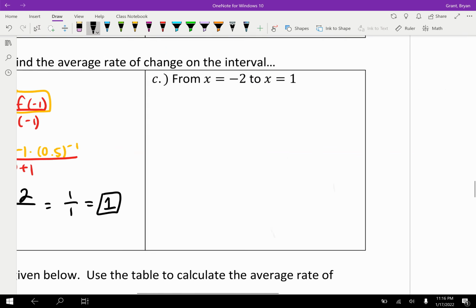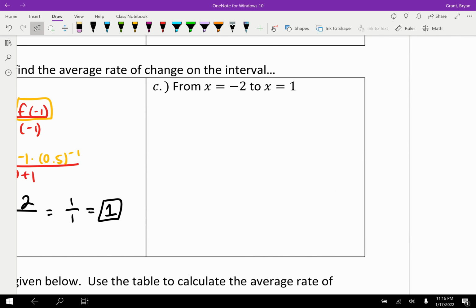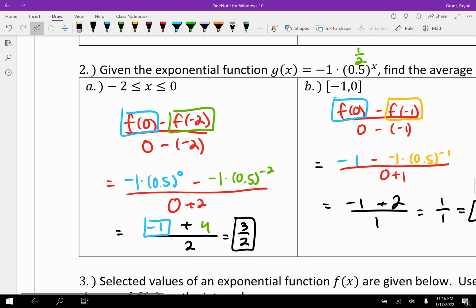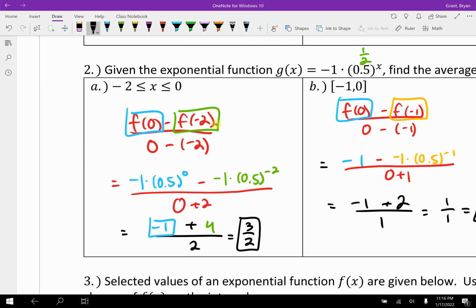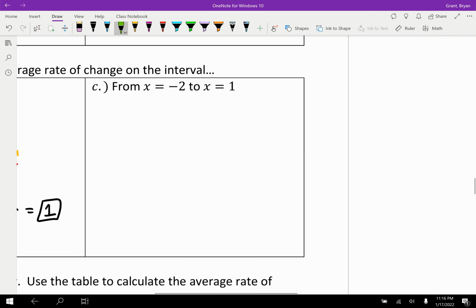Last one with an equation, from negative 2 to positive 1. All right, we've done negative 2 before. We know negative 2 ends up becoming 4. We haven't done positive 1 though. So f of 1 minus f of negative 2 divided by 1 minus negative 2.